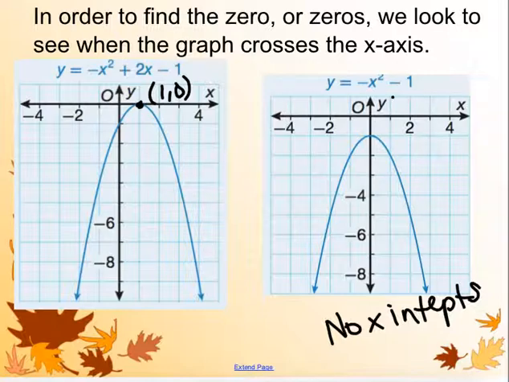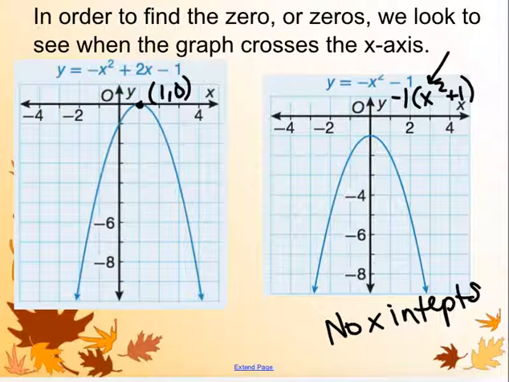and we would get, factor out a -1, and we get x squared plus 1, there is no x value here that would make that expression equal to 0. So we say there are no real roots.